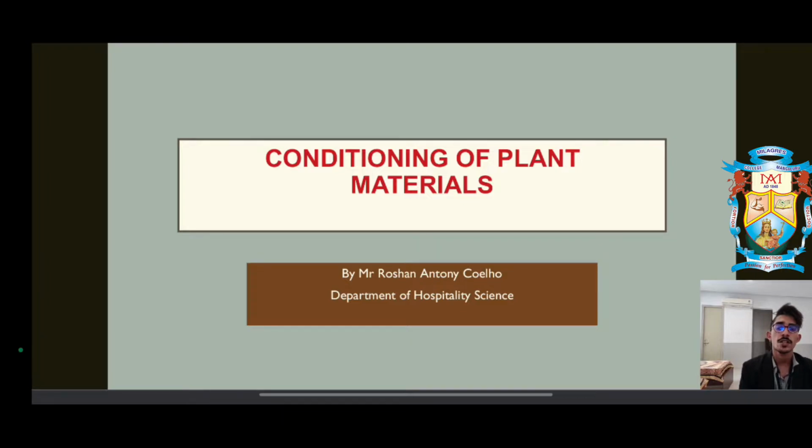My name is Mr. Roshan Coelho from the Department of Hospitality Science, Bangalore. The topic that I am dealing with today is flower arrangement, and in flower arrangement, how do we condition the plant materials, and why it is important to condition particular plant materials.